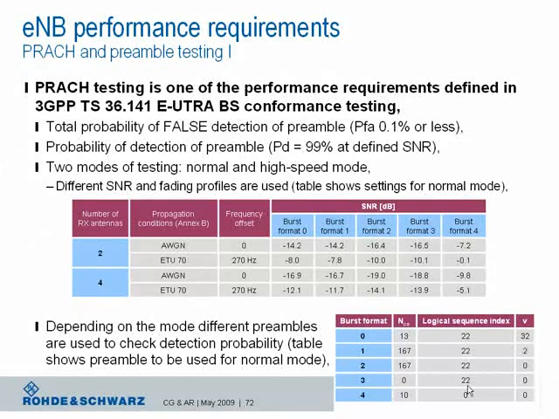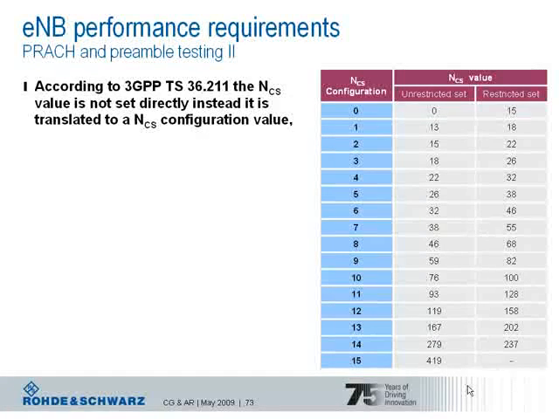Testing is done for 2 or 4 receiving antennas using different fading profiles and values for the signal-to-noise ratio. For the two modes, normal and high-speed mode, different preambles in different combinations are used. Please keep the NCS value, the second column in the second table, in mind. The NCS value is not directly set, instead it is translated to an NCS configuration value.